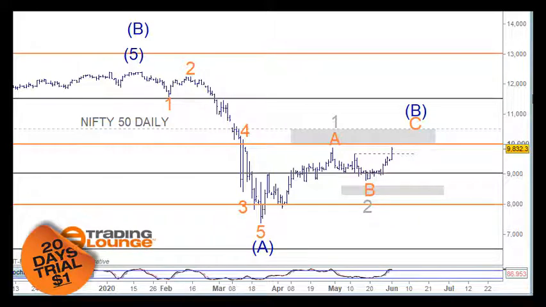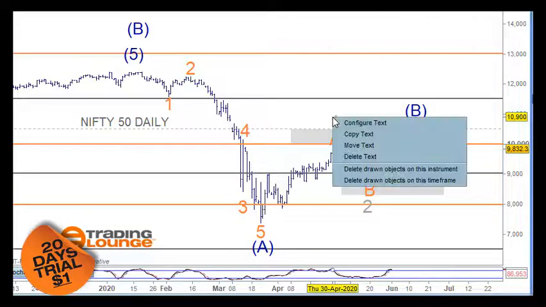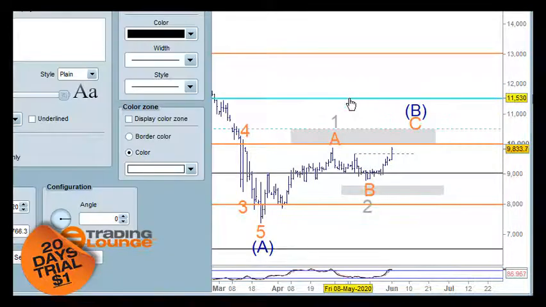Starting on the daily chart here, we've been looking at this in a conservative manner, in terms of 5 waves up here for wave A. We can look at it as wave 1. If we were going to look at it as wave 1, then I would probably be better off putting it in terms of an intermediate structure here. So I'll just do that.